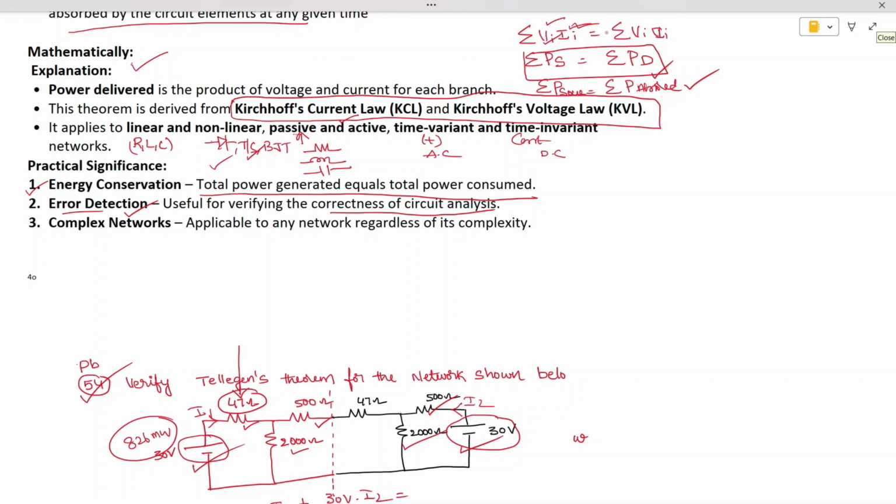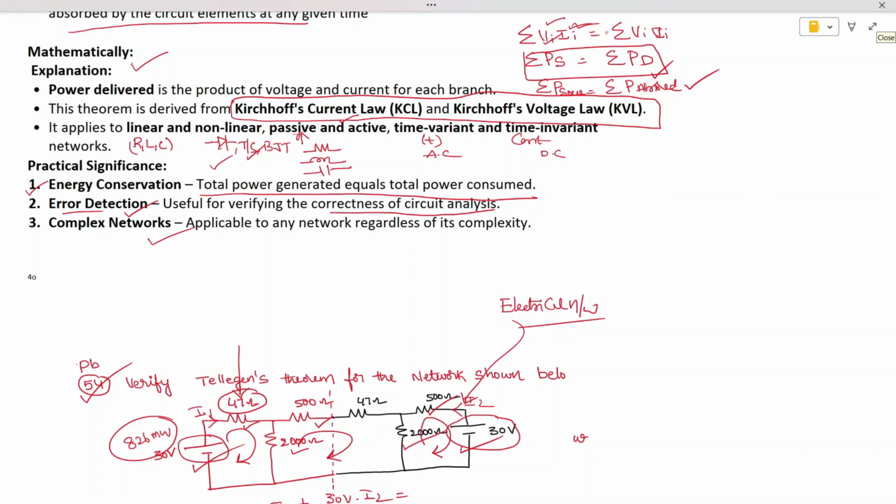This you can see here. This is electrical circuit one. This is electrical circuit two. This is electrical circuit three. So a group of electrical circuits, we can call this diagram an electrical network. For all these complex electrical networks, we can apply our Tellegen's theorem. So this is applied to any network regardless of its complexity.